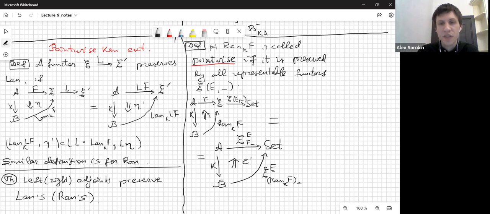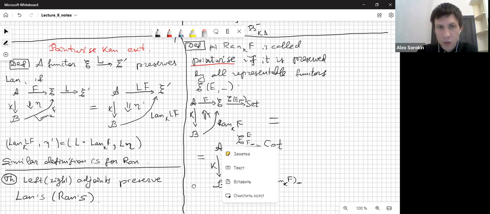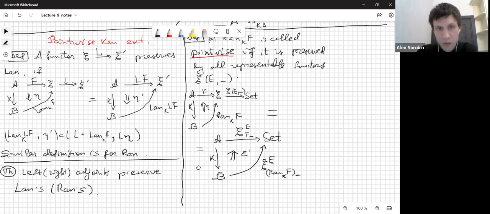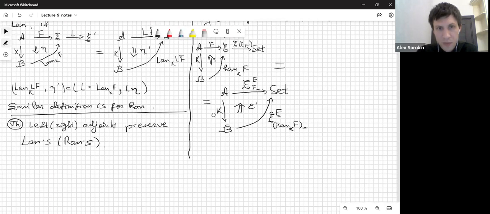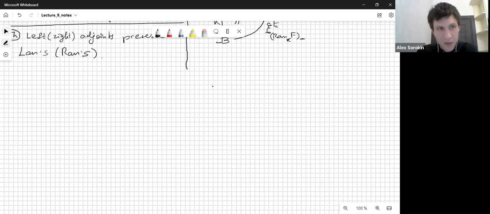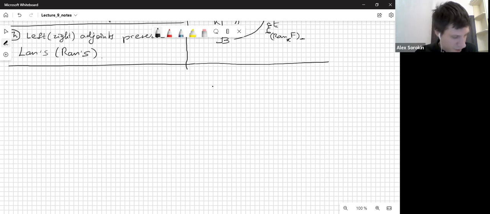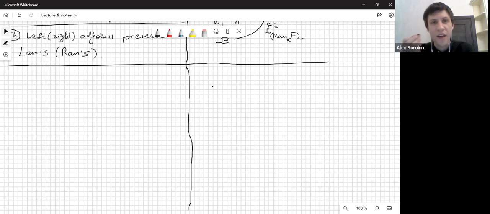Now you will ask me, what about left? With the left case, we'll have problems. Why? We want left to be preserved by contravariant representable functors. But contravariant representable functors go from the opposite category, and still for left Kan extensions, we don't have any op in the diagram.